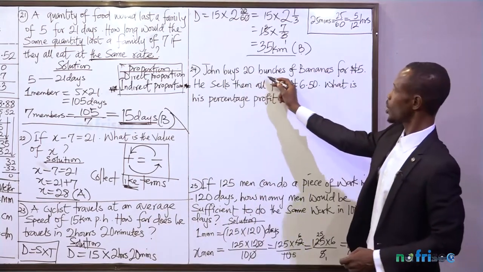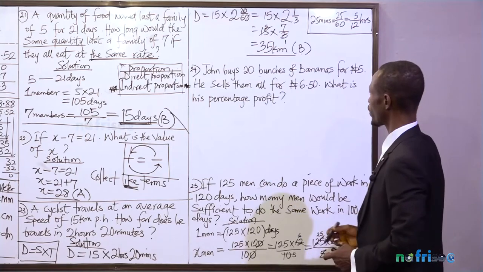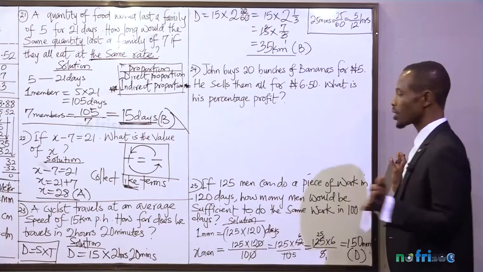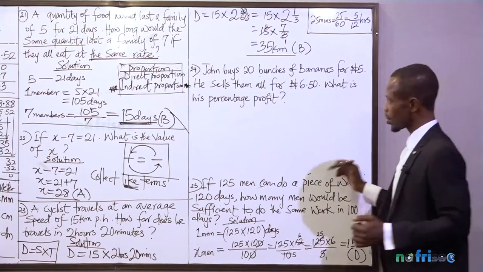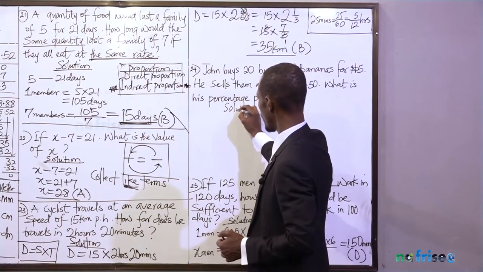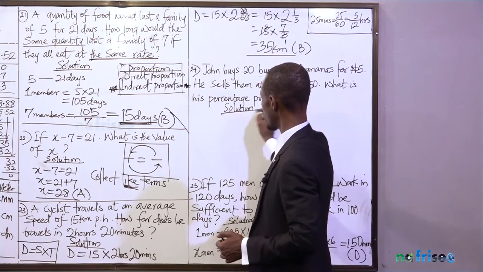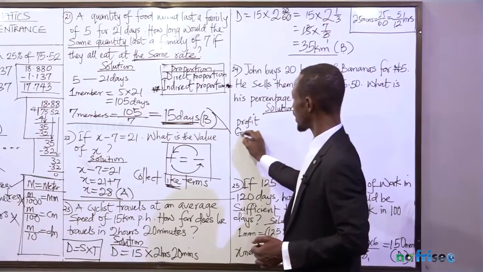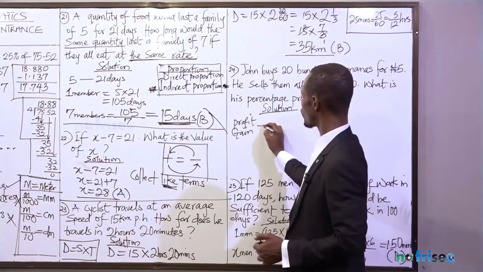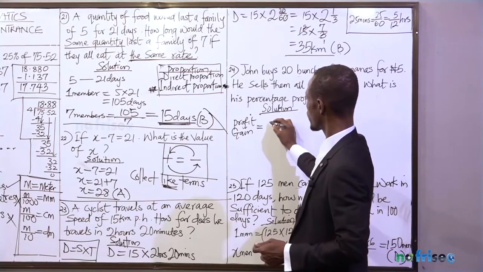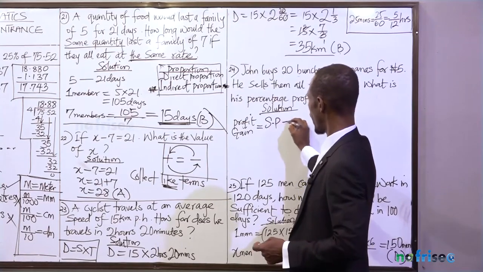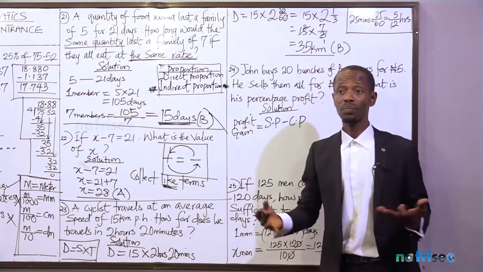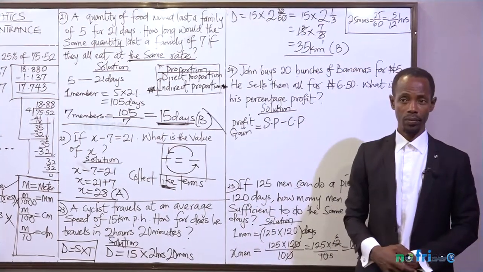John buys 20 bunches of bananas for 5 naira and sells them all for 6 naira 50 kobo. What is his profit percent? Quickly, let's not waste time. I know some of you here already know the meaning of the word profit. It has 2 names. They call it either profit or they call it what? Gain. And profit is given as selling price minus cost price. The selling price is always bigger than the cost price when you make profit.